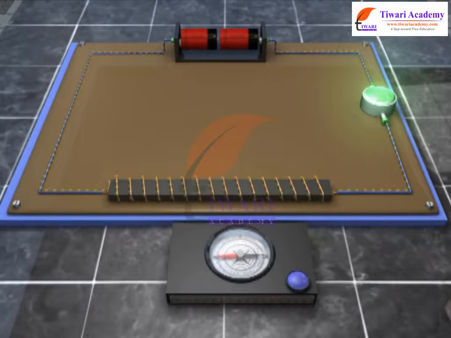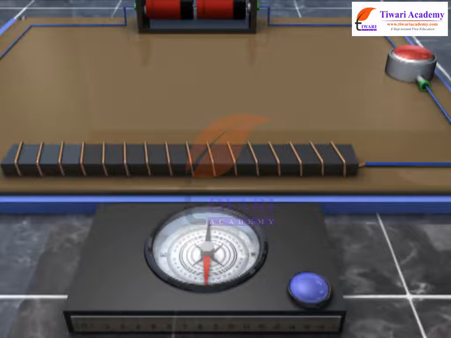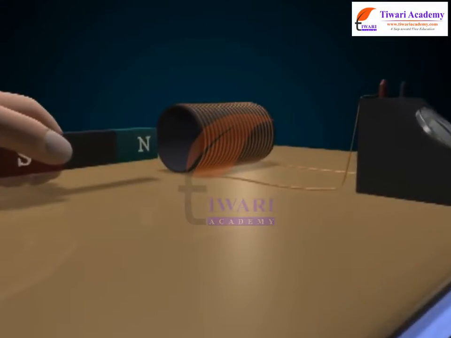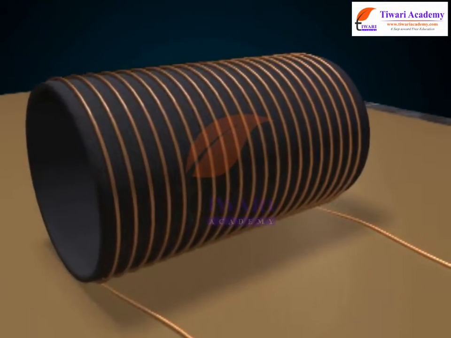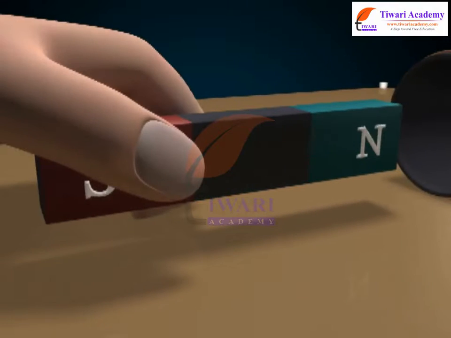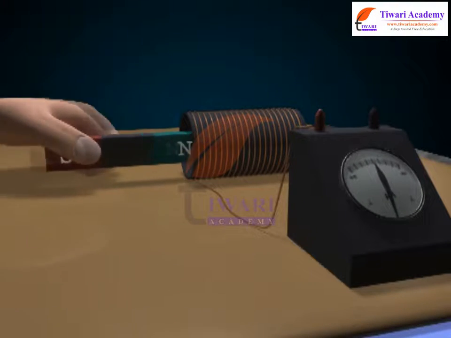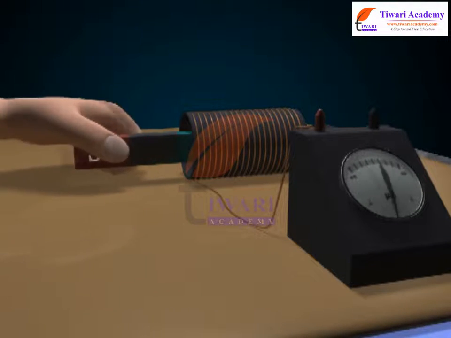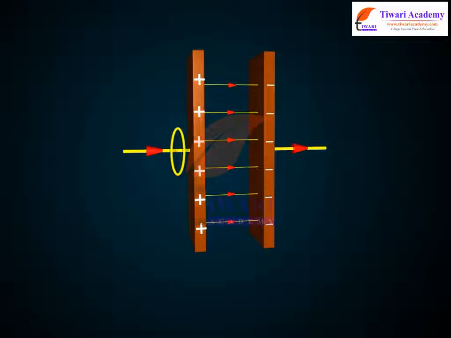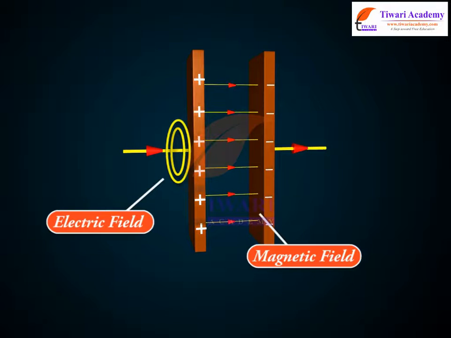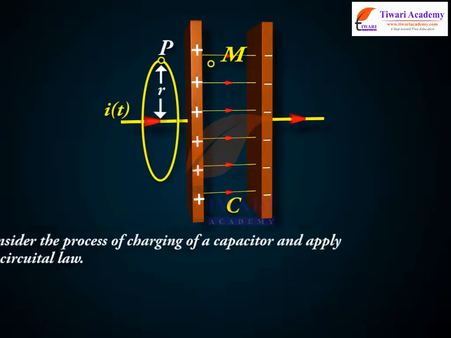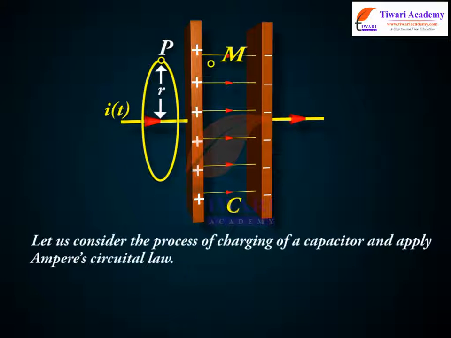We have learnt in previous modules that charges in motion can exert force on a stationary magnet. Conversely, a bar magnet in motion or a changing magnetic field can exert a force on stationary charge. Maxwell suggested that a changing electric field must also give rise to a magnetic field. Let us consider the process of charging of a capacitor and apply Ampere's circuital law.